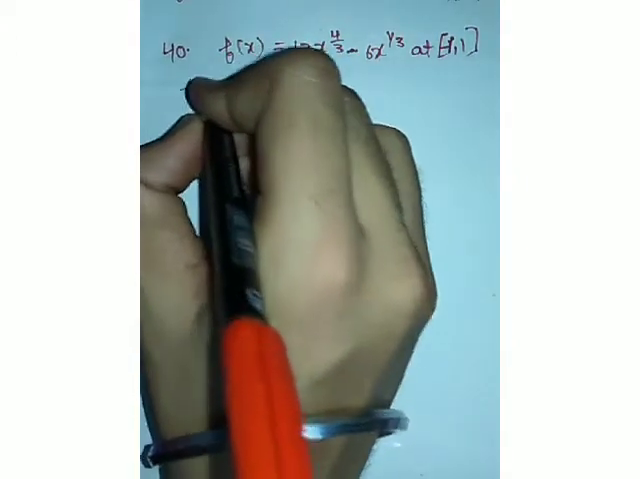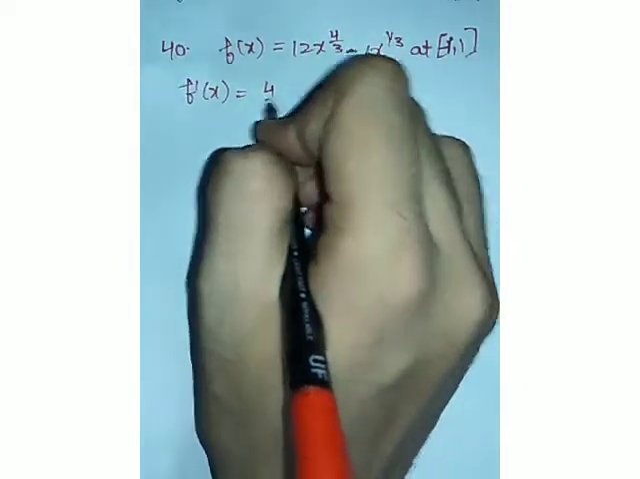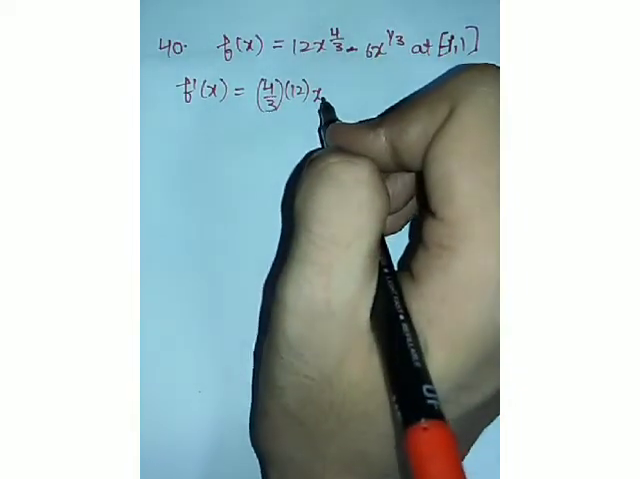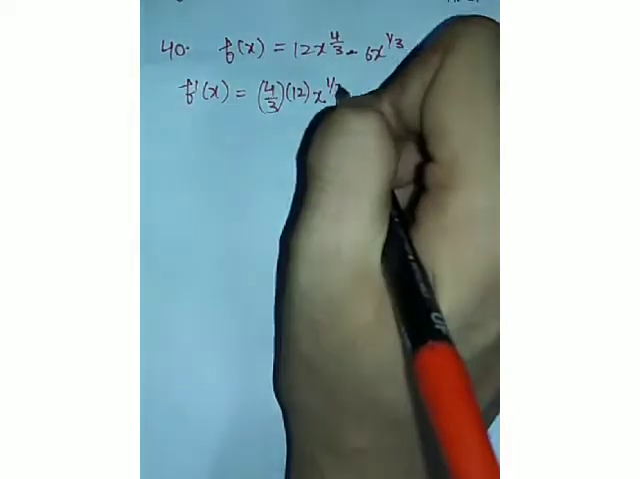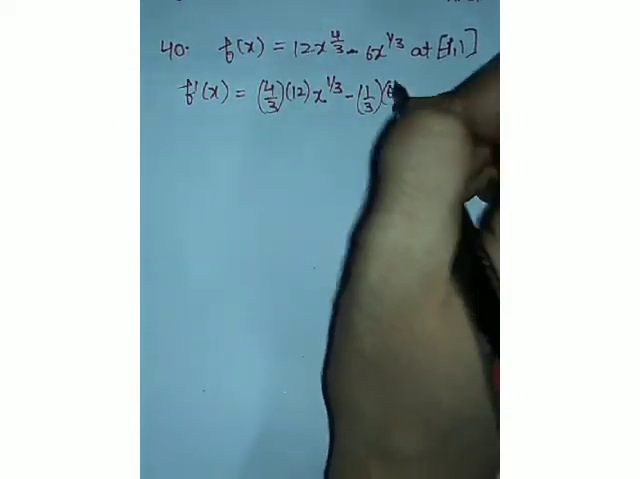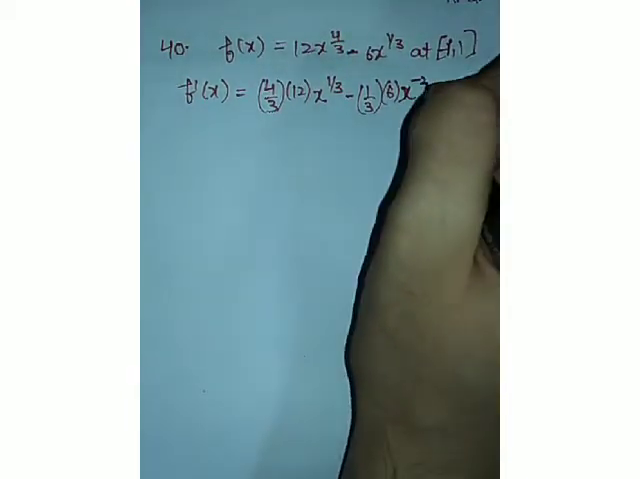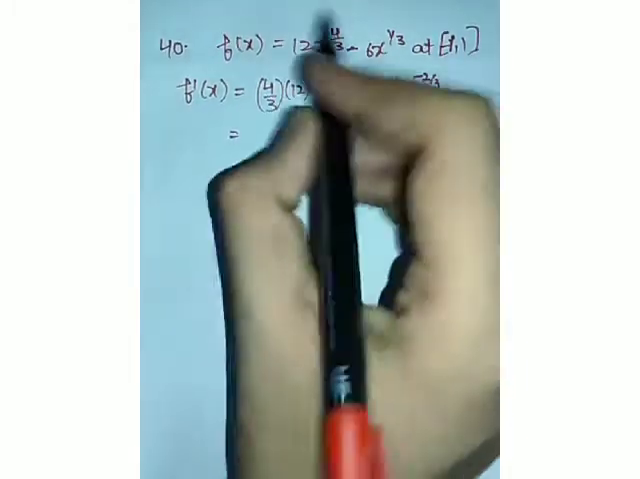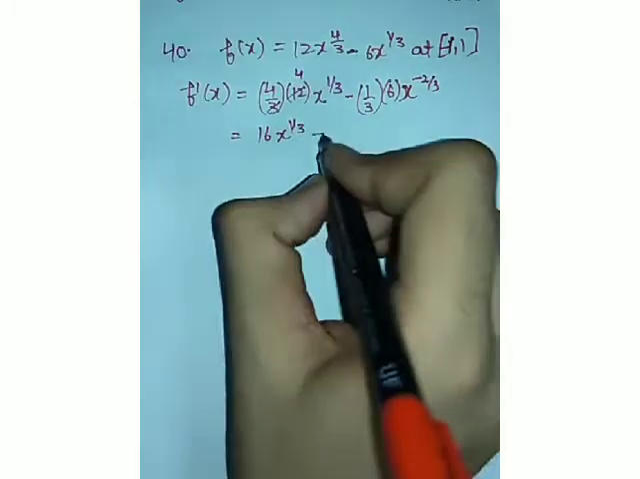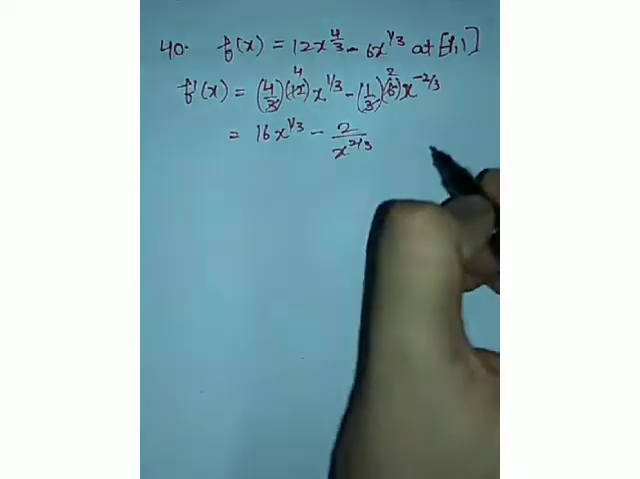So firstly, what will we do? We will find f dash x easily. We will get 4 by 3 multiplied by 12 and x raised to power 4 by 3 minus 1, and that will be 1 upon 3. Minus 1 by 3 of course the 6, and x raised to power 1 by 3 minus 1, that is minus 2 by 3. Solve it a bit. 3 4s are 12, that is 16 x raised to power 1 by 3, minus 3 2s are 6, 2 upon x raised to power 2 by 3.